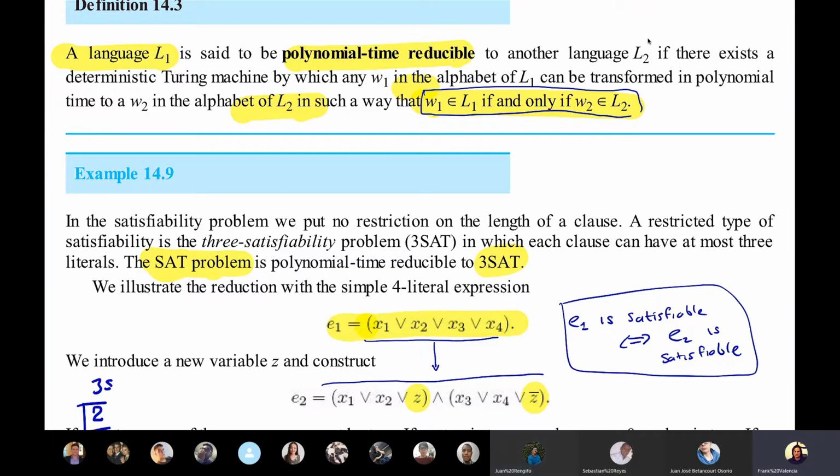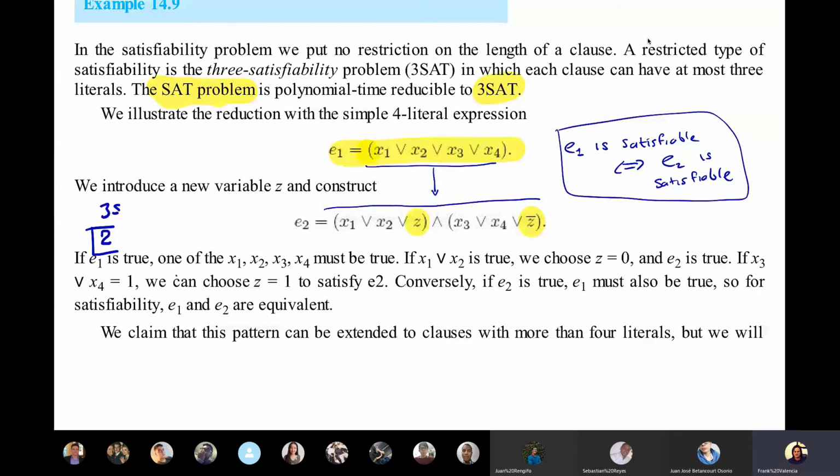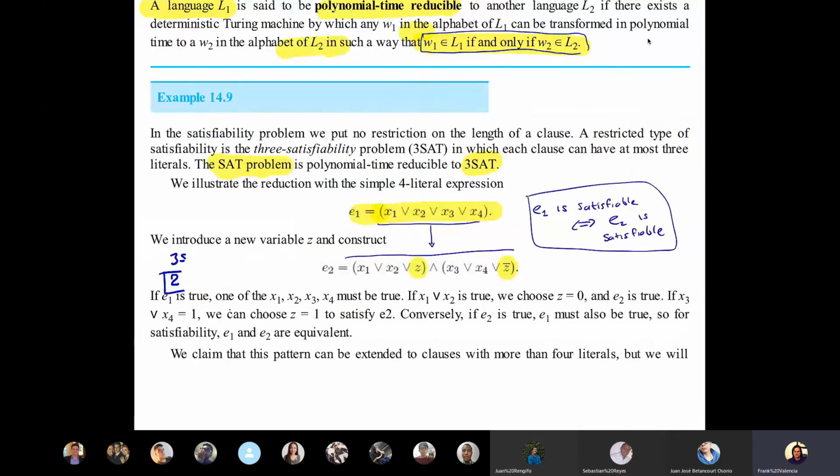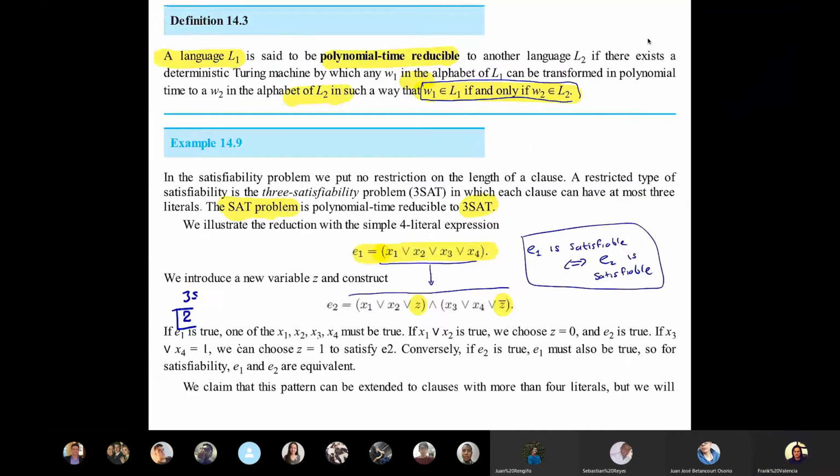So now with these two things, basically it's telling me that 3 SAT is as hard as SAT, because every problem, and that's the beauty of it, every SAT problem can be reduced to a 3 SAT problem. That means that this problem here is as difficult as this one here. That's something that you should keep in mind. Okay.